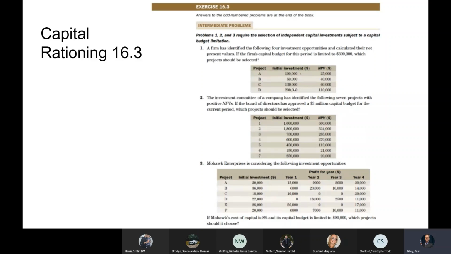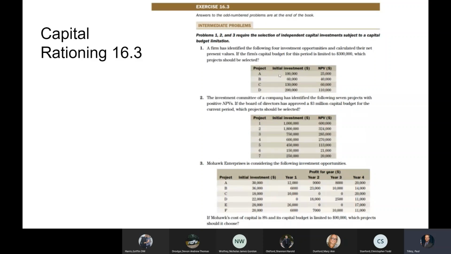100, sorry, it's 200, 130, 60, and 100, which is way above $300,000. So we got to be able to pick the winners. So how are we going to do that? Okay, so effectively, we're asking capital rationing, which project should we do?